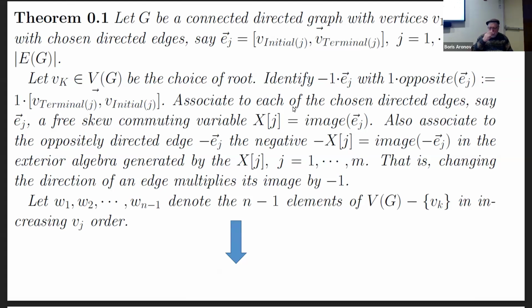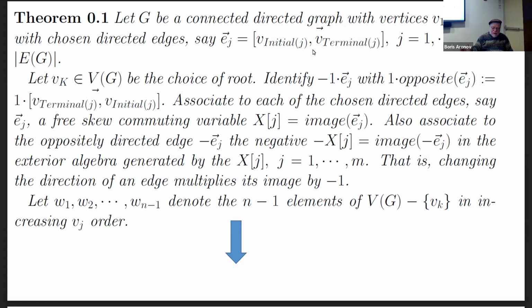Okay, so here is the first result we're going to be discussing. Let G be a connected, directed graph. So I pick some directions on the graph, and I have vertices, and I've chosen the direction for each edge. I'm going to pick some vertex in the graph as my root, and I'll be constructing trees with that root. And again, we have the convention we mentioned before that minus an edge corresponds to the edge with the opposite orientation. Then associate to each of the chosen directed edges, say Ej, a free skew commuting variable.